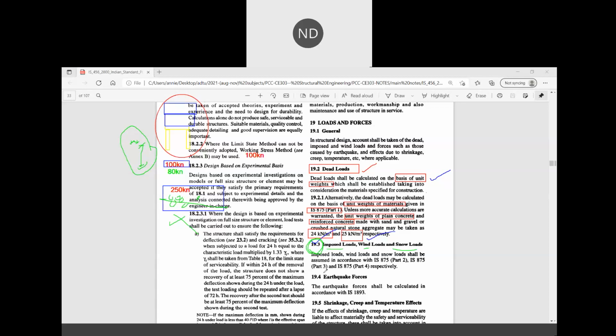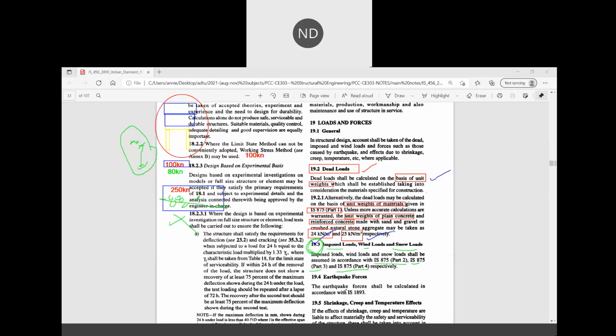For that, different IS codes are there to discuss these particular loads. Imposed loads, wind loads, snow loads shall be assumed in accordance with them. Like for imposed loads, IS 875 Part 2, for wind loads IS 875 Part 3, for snow loads IS 875 Part 4. So you have to follow this scope.